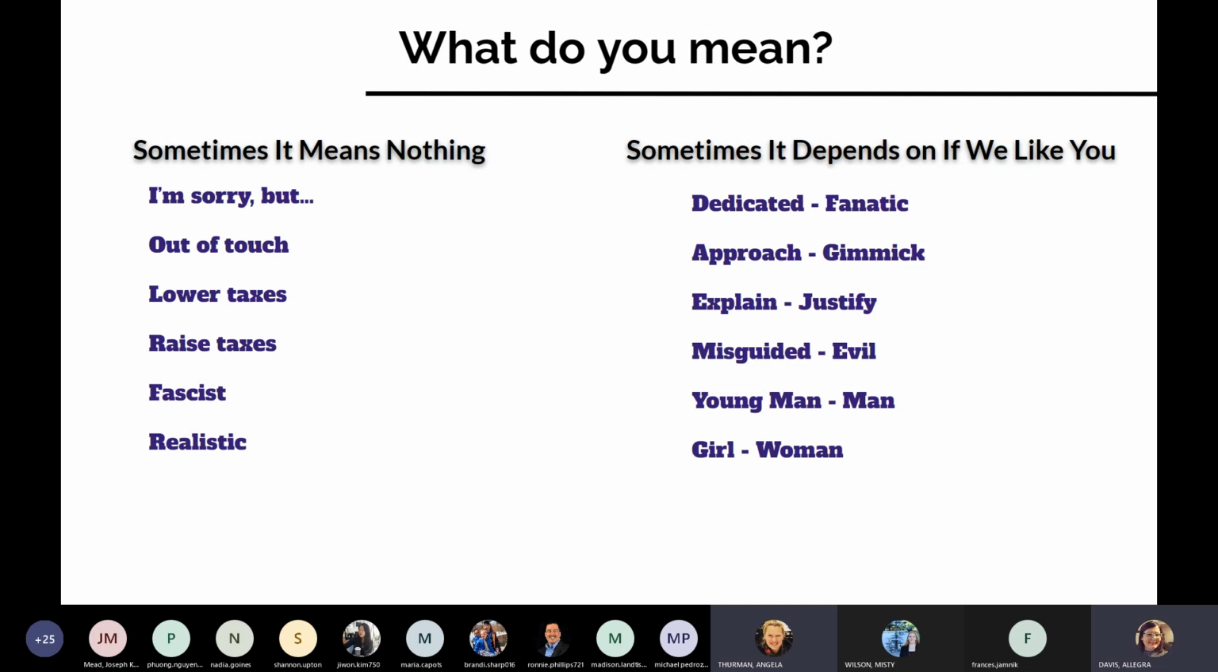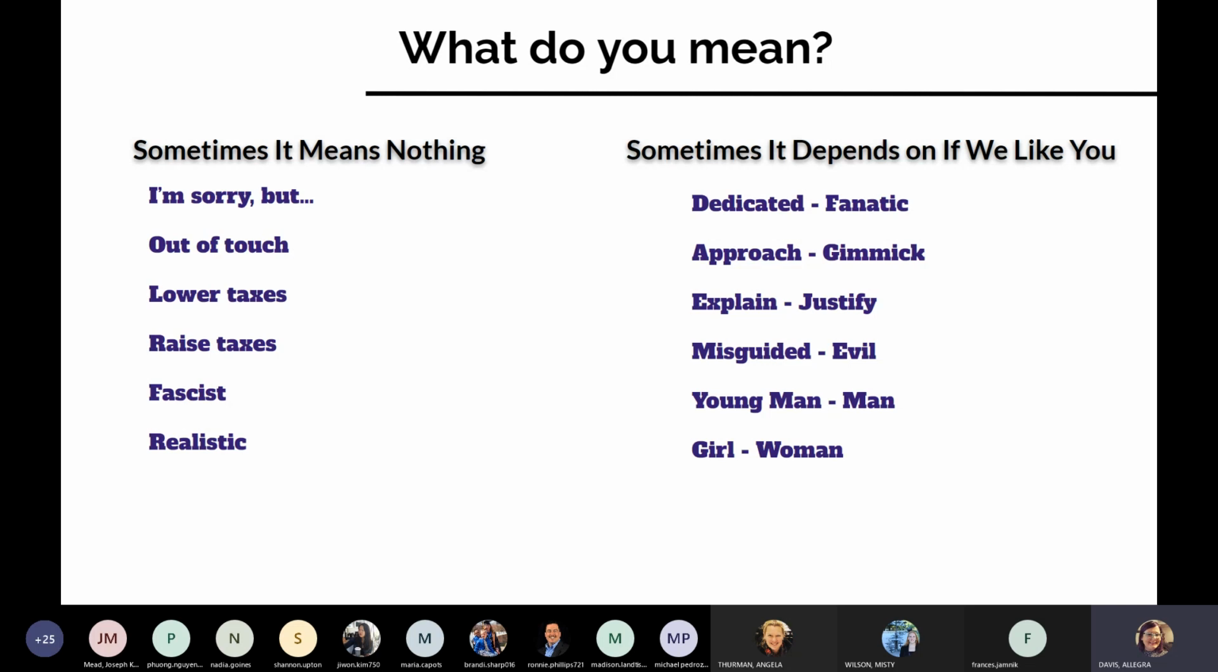Exactly. So sometimes there are phrases that politicians use that actually mean nothing. They sound like they mean something, but they don't actually mean anything. So if a person says, I'm sorry, but, the word but negates the I'm sorry. I tell that to my husband all the time. I also want to point out that if you say, I'm sorry, you, blah blah blah, you're also not apologizing. True.